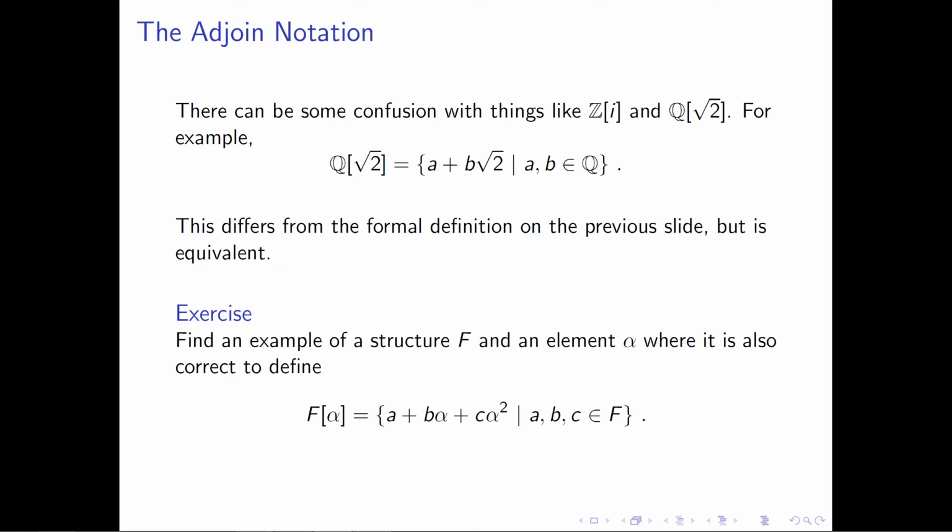So you could be kind of sly about it and say, I've already discussed an example where this works. Q adjoined root 2 happens to do this, but we don't really need that c alpha squared term in the Q adjoined root 2 example that we have on this slide. So it would be nice if you could come up with an example where you need each and every one of these terms, a plus b alpha plus c alpha squared, but you don't need anything more.